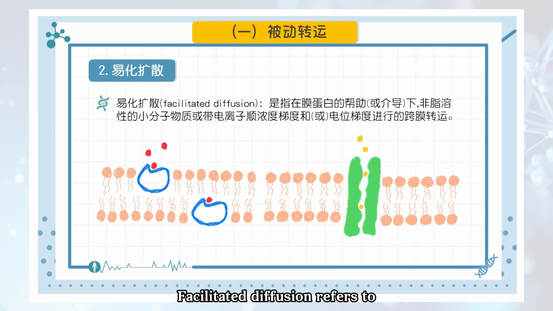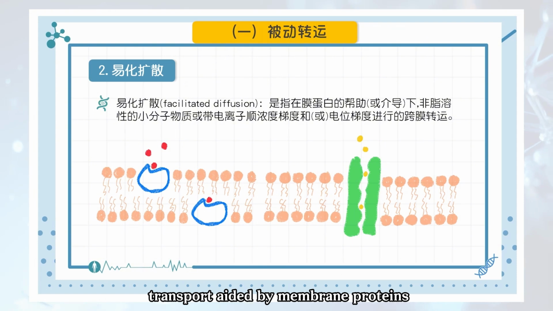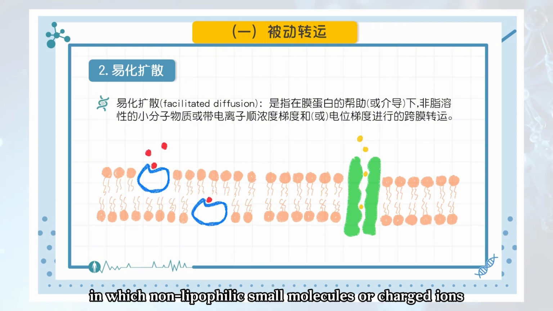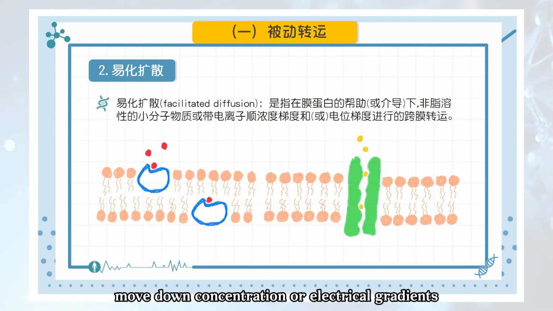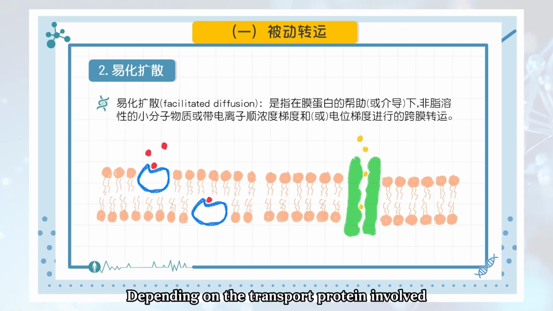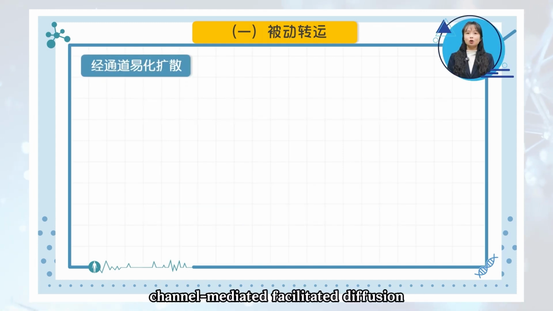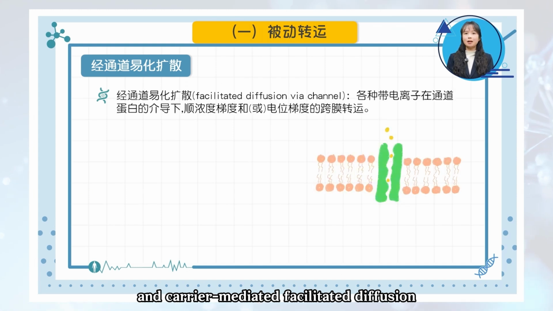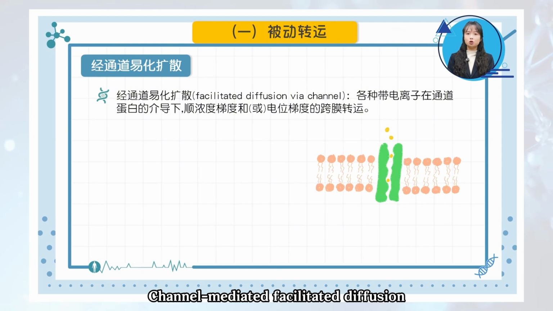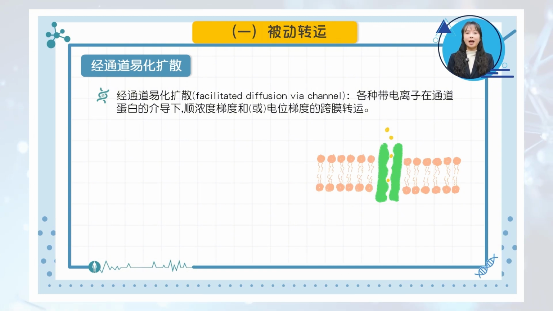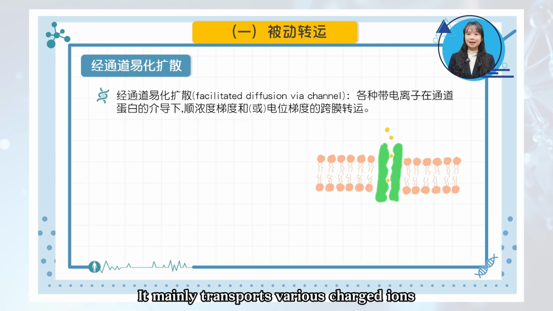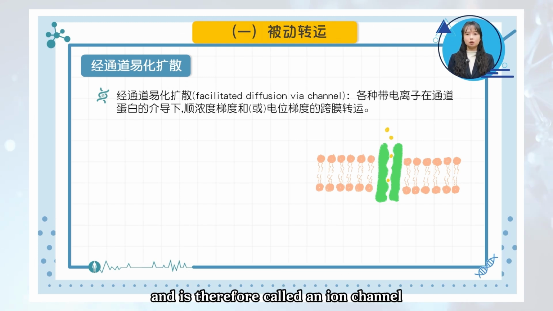Facilitated diffusion refers to transport aided by membrane proteins, in which non-lipophilic small molecules or charged ions move down concentration or electrical gradients across the membrane. Depending on the transport protein involved, facilitated diffusion is divided into two forms: channel-mediated facilitated diffusion and carrier-mediated facilitated diffusion. Channel-mediated facilitated diffusion occurs through channel proteins. It mainly transports various charged ions and is therefore called an ion channel.